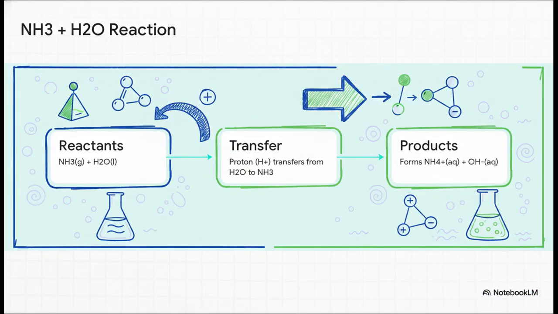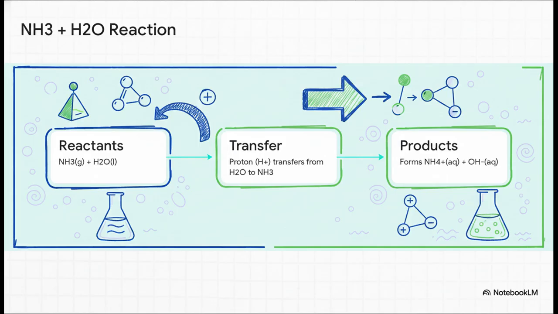Now, watch what happens when we flip the script a bit with ammonia. Step 1, NH3 gas reacts with liquid water, but look closely at the direction of the arrow in Step 2 this time. The physical flow is completely reversed. The H+ proton is leaving the water molecule and attaching itself to the ammonia.